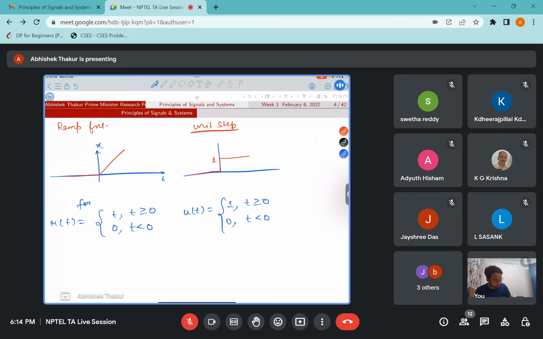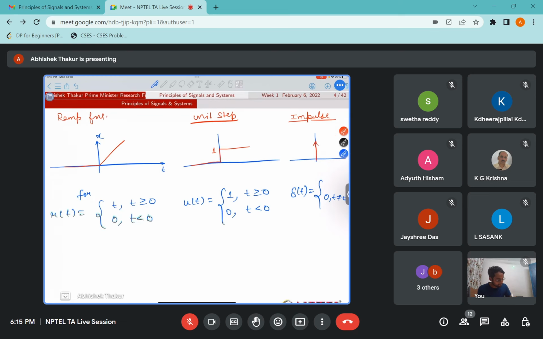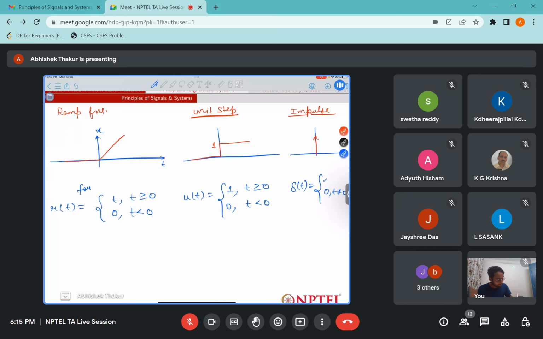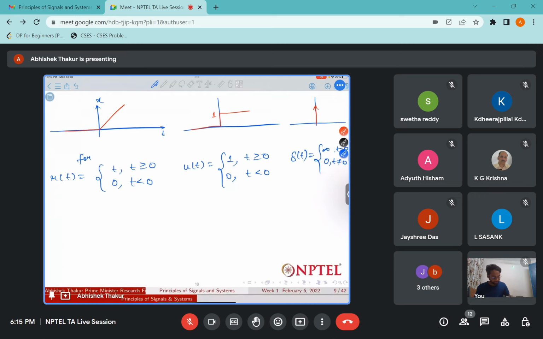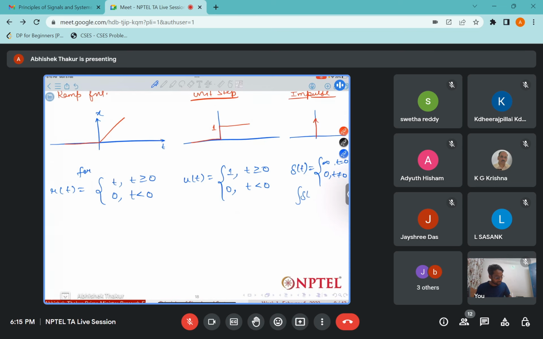Next is the impulse function. So here, del t is equal to 0 for all the t values which are non-zero, and it is not defined, it is infinite, or you can say not defined at t equal to 0. It is infinite or whatever you can say. But always when you take the area, that is equal to 1.